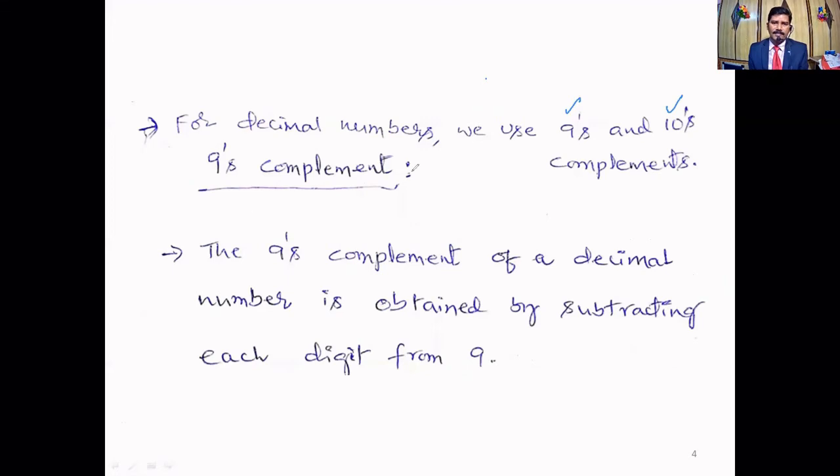Let us see the 9's complement first. The 9's complement of a decimal number is obtained by subtracting each digit from 9. A decimal number is given, you find its 9's complement by subtracting from 999. For any 4-digit number, it means 9999.